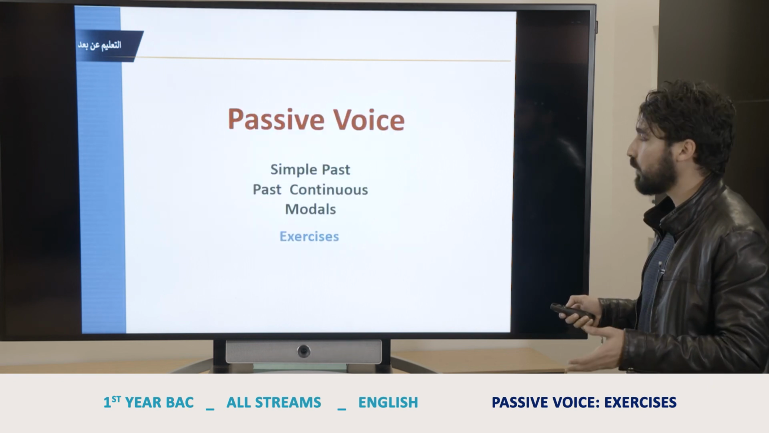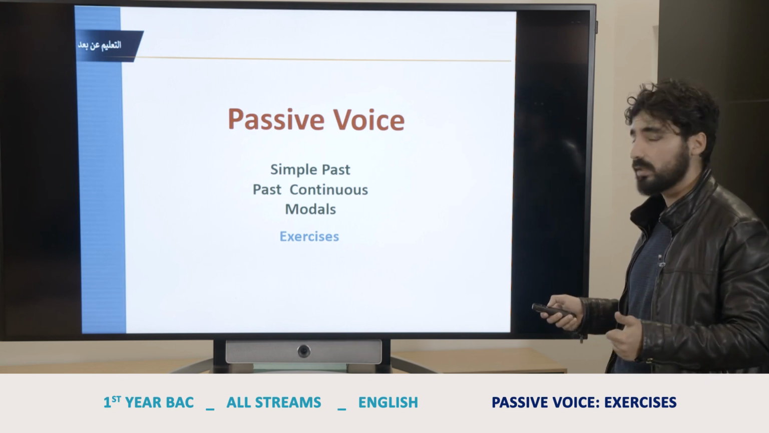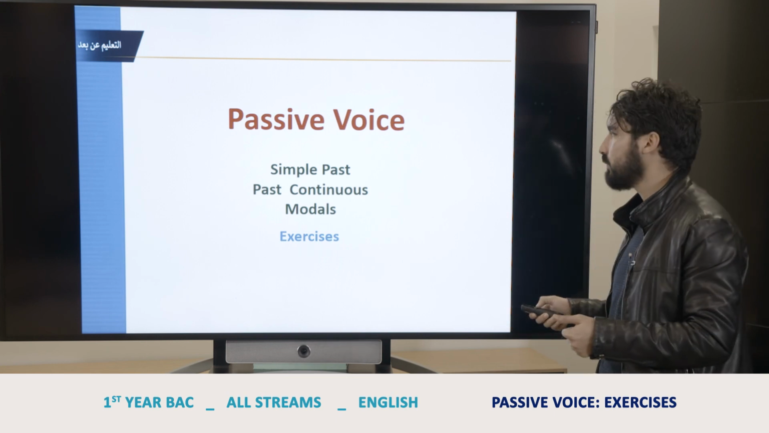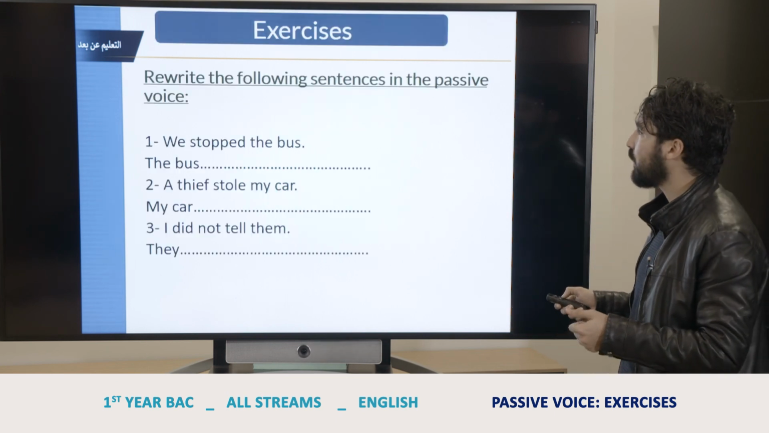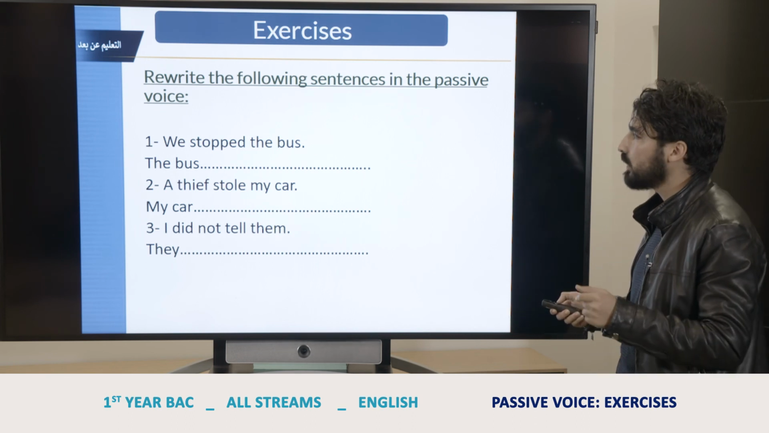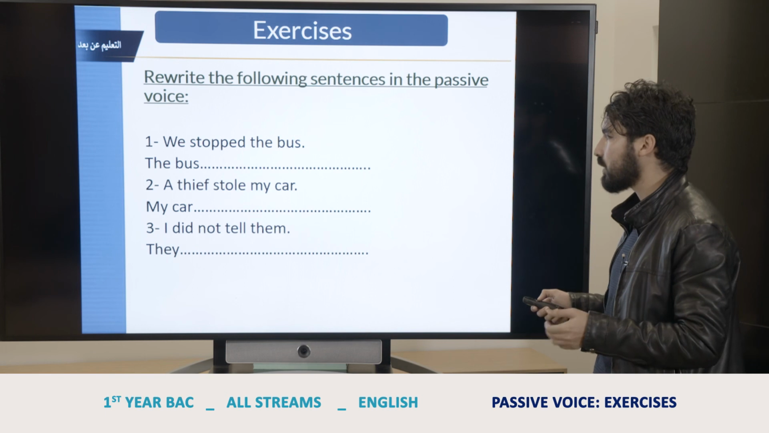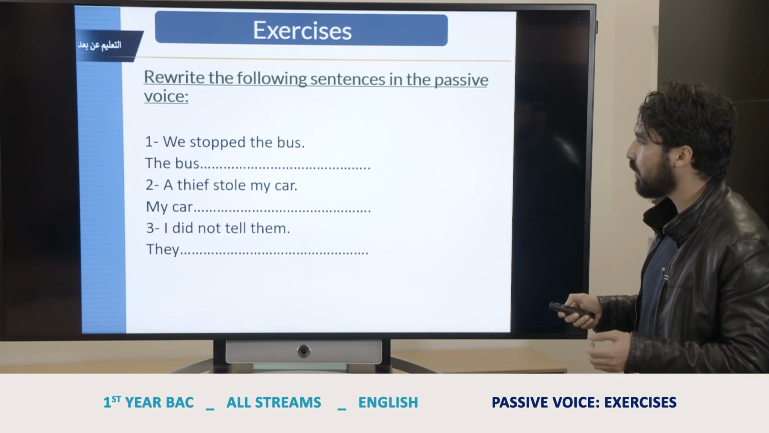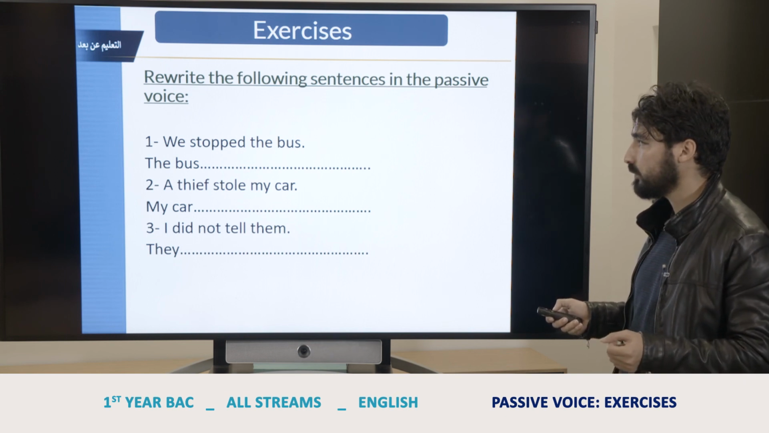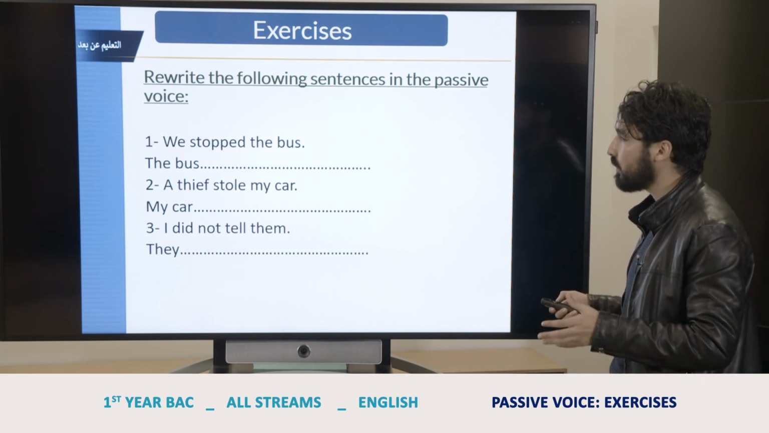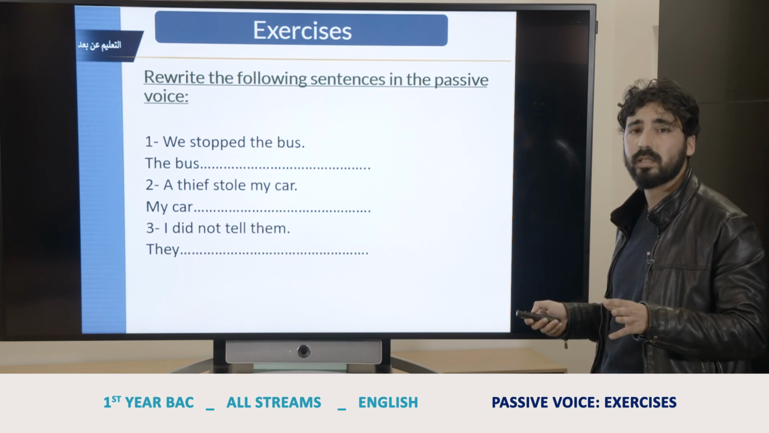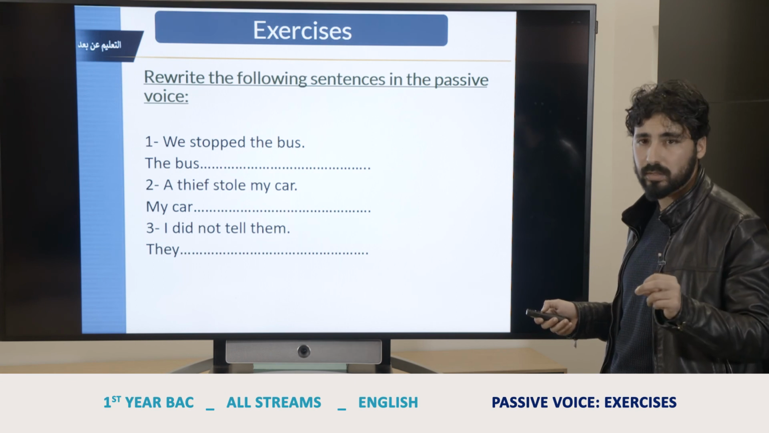Second part, passive voice with sentences in the simple past, the past continuous, and modals. We'll write the following sentences in the passive voice. This is exercise number 1. Number 1, we stopped the bus. Number 2, a thief stole my car. Number 3, I did not tell them. These verbs here, all of them, stopped, stole, did not tell, are obviously all in the simple past.